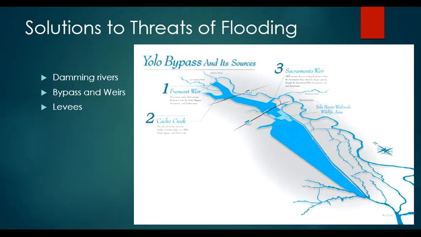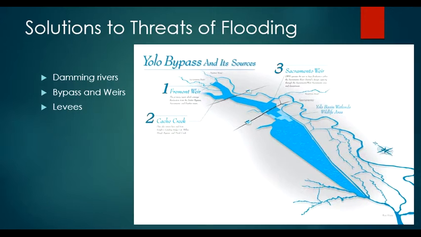Some solutions to threats of flooding are to build dams on rivers. These dams are used to control the amount of water that is in the river at different times. These dams also have reservoirs behind them which act as a water supply. Another solution to threats of flooding is by creating a bypass area with weirs to direct water. These bypass areas are allowed to flood when discharge from rivers are too great for the channels to handle. An example of this would be the Yolo Bypass Wildlife Area.